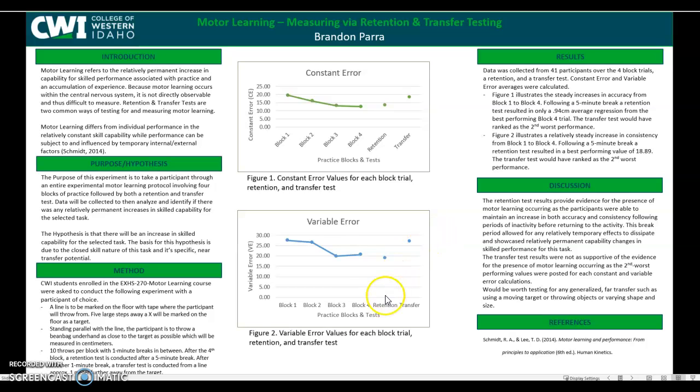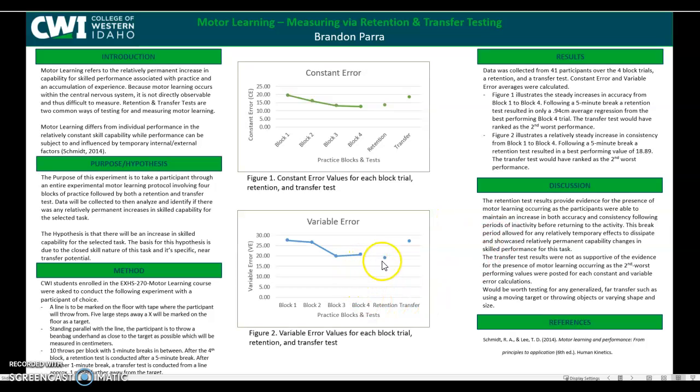So when we're looking at this performance curve, we can see that it's not exactly a steady increase, as there was a minimal drop followed by quite a significant drop in the VE scores. And then the 4th trial actually had an average increase, which would be a slight regression in variability or consistency.